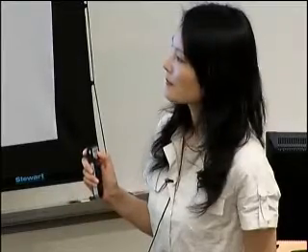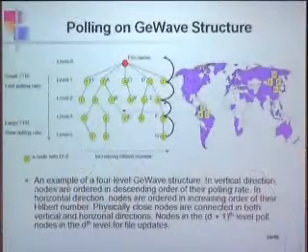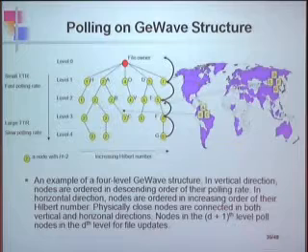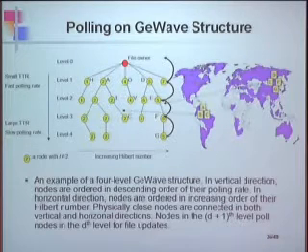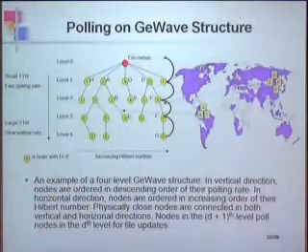Therefore, the GeWave achieves the two goals. One is the propagation or polling is conducted in a decentralized manner, and also the polling is conducted between physically close nodes. Any questions? Okay, basically here, the nodes in level 4 poll the nodes in level 3, and actually it's from the top to the bottom. Nodes in level 1 poll the file owner. Nodes in level 2 poll nodes in level 1. Nodes in level 3 poll nodes in level 2. Okay, and physically close nodes poll each other.